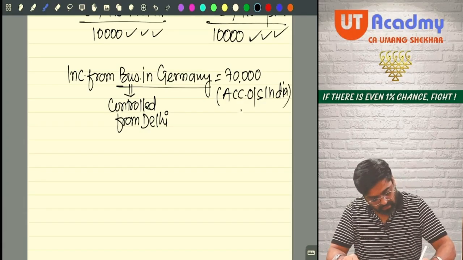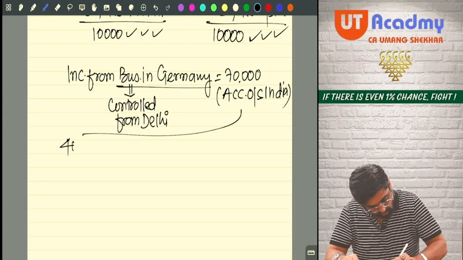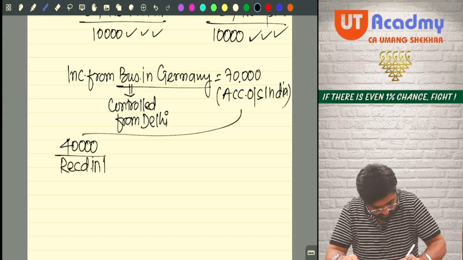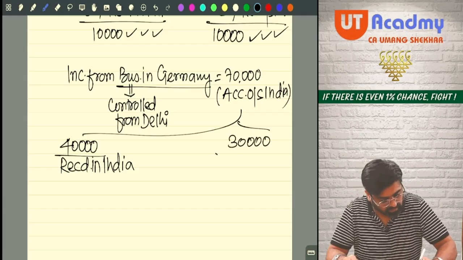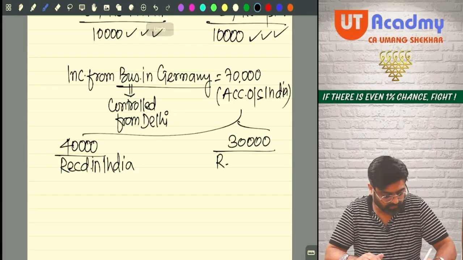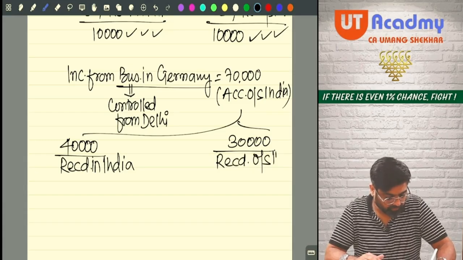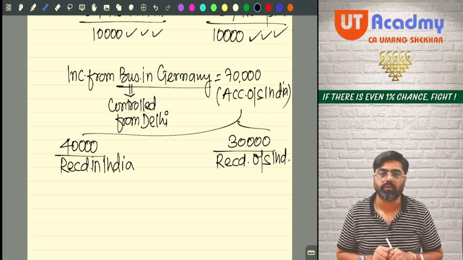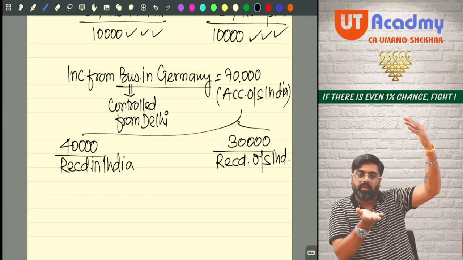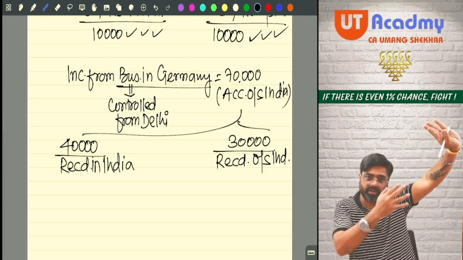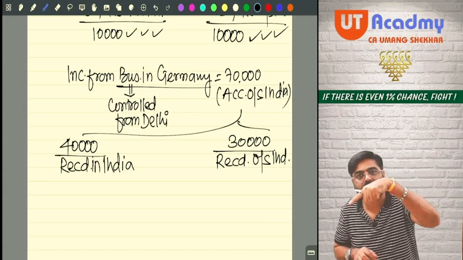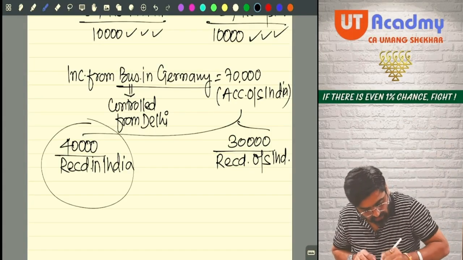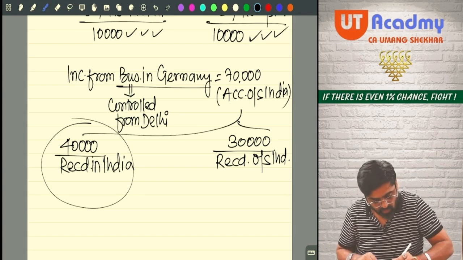Now out of this 70,000, 40,000 they are saying that you have received in India. Meaning that out of this 70, 30 you would have received outside India only, no? So tell me, income from business which was accrued outside India, out of that 40 is received in India. This 40, even though accrued outside India, since it is received in India, what type of income is this? Indian income.